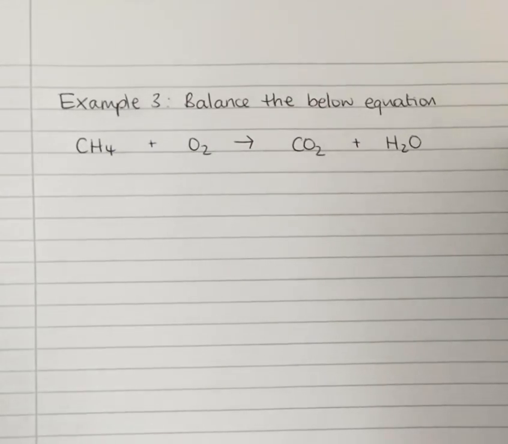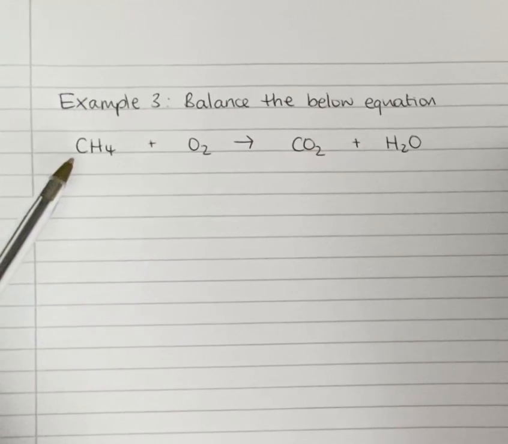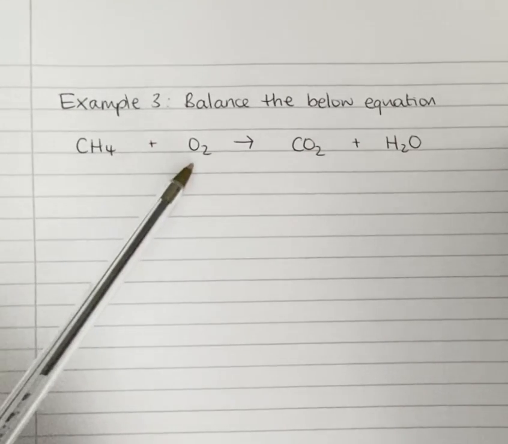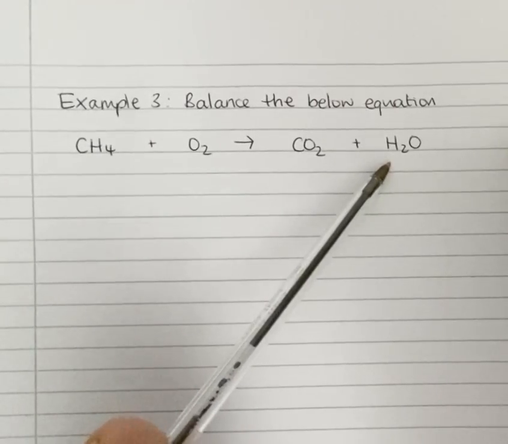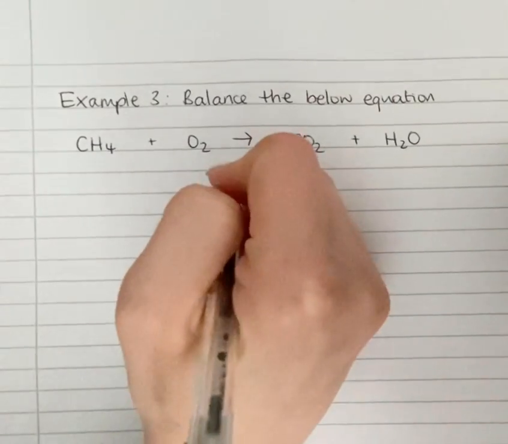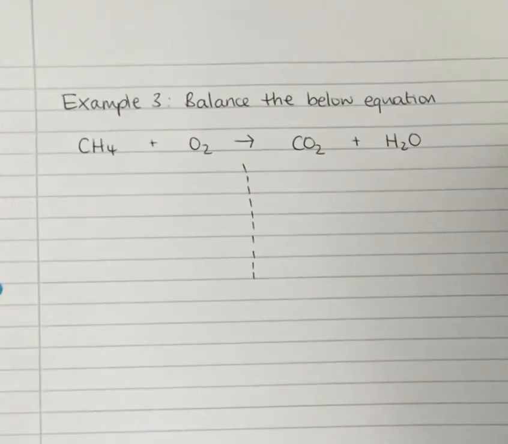On to example 3. So this is asking us to balance the below equation. CH4 plus oxygen produces carbon dioxide and water. So the first thing we do, as always, is write down how many of each atom we've got.